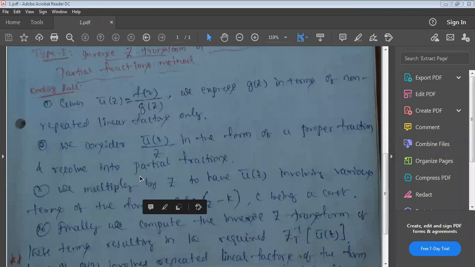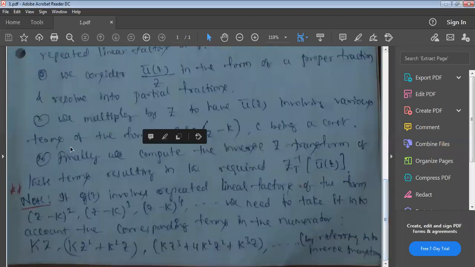Resolve the right hand side into partial fractions. Right? So this is the second step. First step is the denominator should be written as a product of linear factors. Second step, numerator 1z, take it to the left hand side. You get u bar of z divided by z is equal to something. That right hand side function, resolve it into partial fractions. Once you resolve the right hand side into partial fractions, we multiply by this z, whatever is there in the denominator of the left hand side, you send it to the RHS, or multiply that entire expression by z. So if you multiply the entire equation by z, the left hand side z gets cancelled. You get u bar of z is equal to the right hand side.